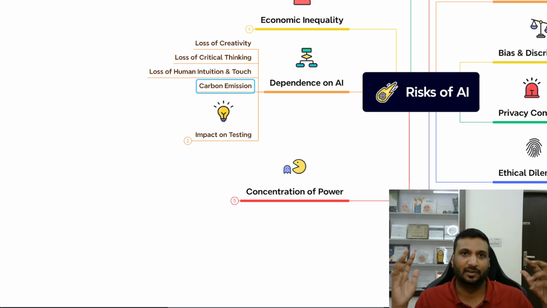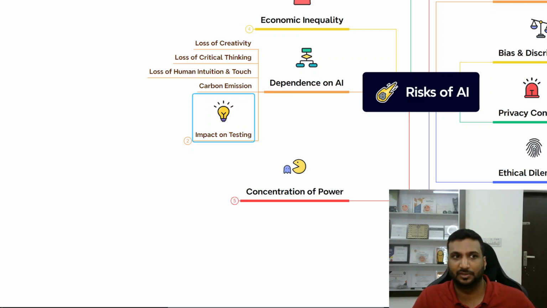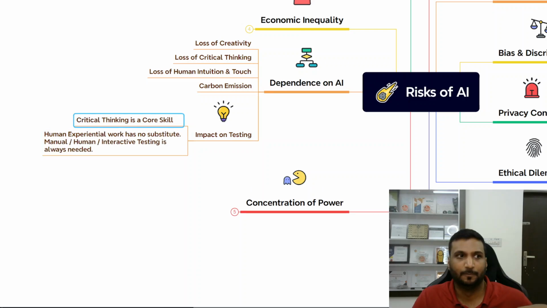And at the environment, that dependency of people on AI will create a global dependency on these carbon emissions, and there has to be a better way out of it. Impact on testing: critical thinking, a core skill for testers. It has been said time and again.